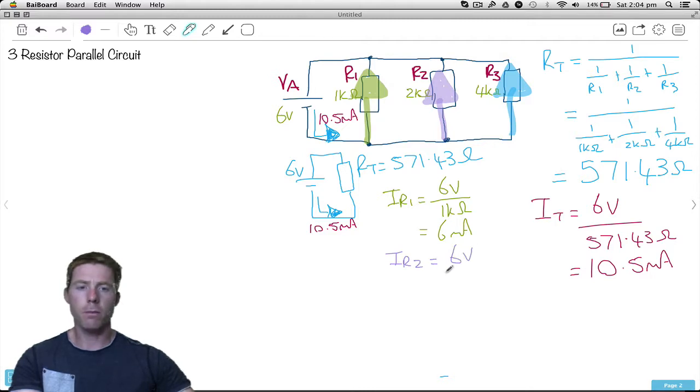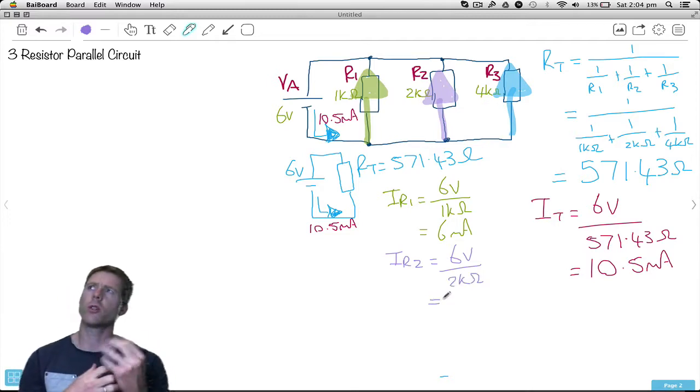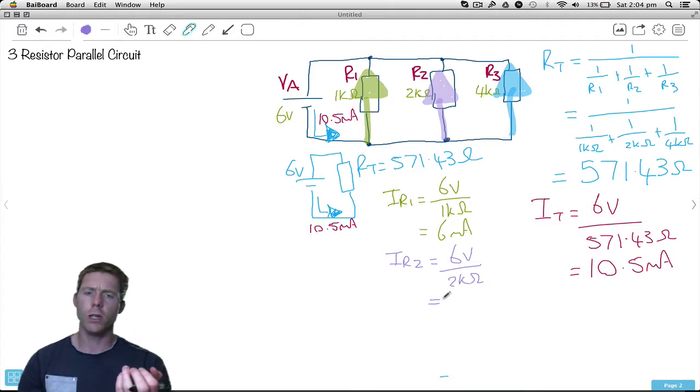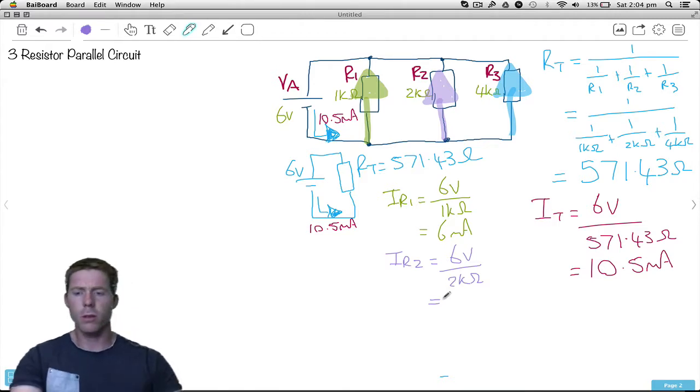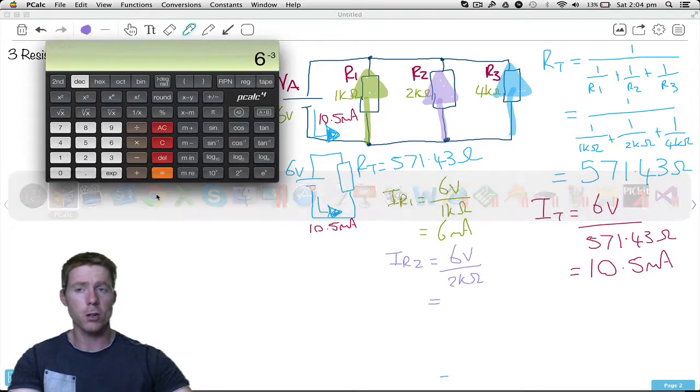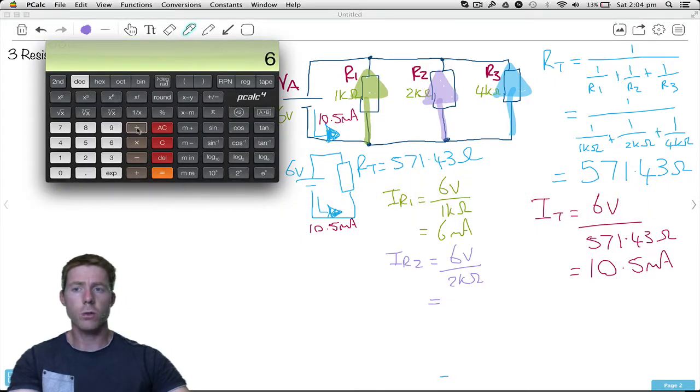Well, it has the same voltage because it's connected straight to the power supply, 6 volts. It's now twice the resistance though. So hopefully in your head you can think, well, if it's twice the resistance and it has the same voltage, there must be half the amount of current going through it. Now if you thought that, you'd be correct. 6 volts divided by 2K, we're now only getting 3 milliamps going up that way. Half of the 6 that we get there.